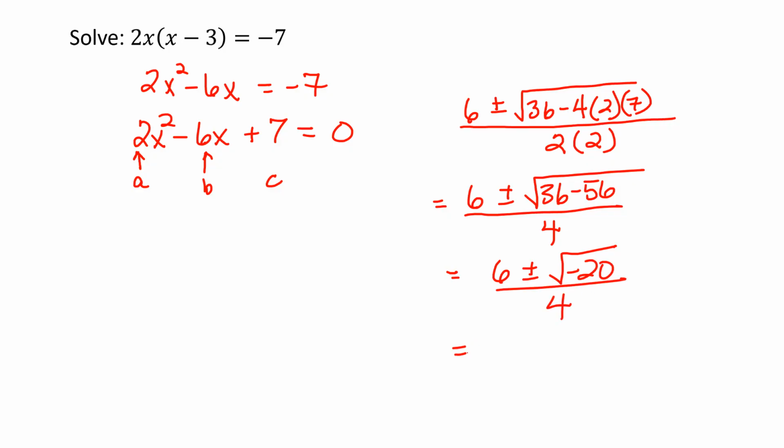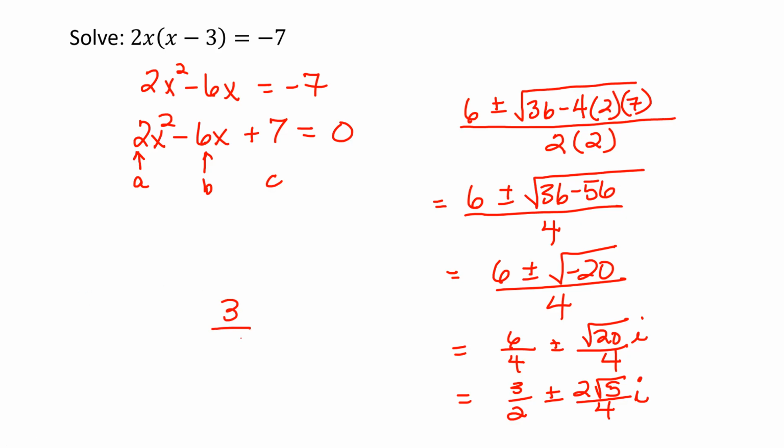And so you're going to need to use Euler's notation to deal with that. So I'm going to go ahead and break this up into the real part, 6 over 4, plus or minus the imaginary part, square root of 20i over 4. And 6/4 is 3/2. And then you have plus or minus. Remember, the square root of 20 can be reduced to 2 times the square root of 5. And that's over 4i. And if you reduce that fraction, your final answer is going to be 3/2 plus or minus the square root of 5 over 2, and then i.